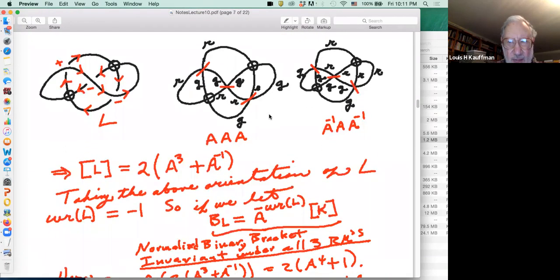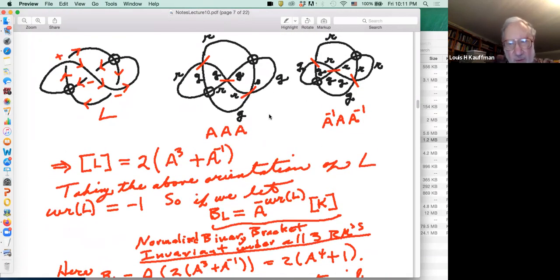And now here's an example that we did last time, but I've been a little more careful in drawing it. I have this link, and I decided to orient it the way I've oriented it with the red arrows. So it has one positive crossing and two negative crossings. And then here are the states of this link. Well, half of the states of this link.